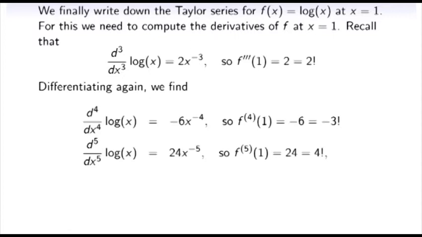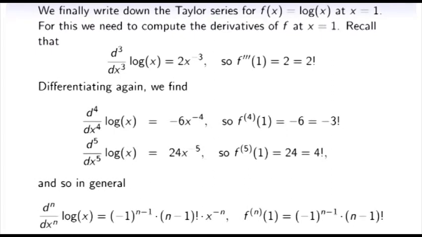So now we can already see what happens. The derivatives of f change sign from the derivative of order n to the derivative of order n plus 1. So the sign of this derivative changes at each step. And moreover, we always multiply the derivative at the order n by n to get to the derivative of order n plus 1. So in general, we can write that the derivative of the logarithm of x of order n is minus 1 to the n minus 1 times n minus 1 factorial times x to the minus n. And if we sub in x is equal to 1, then we find that the nth derivative of f at 1 is minus 1 to the n minus 1 times n minus 1 factorial, because x is 1.